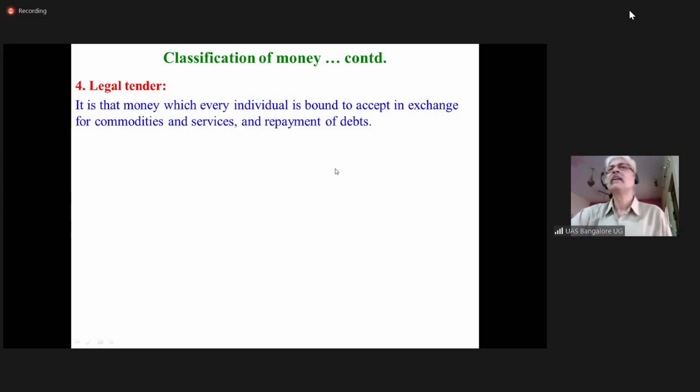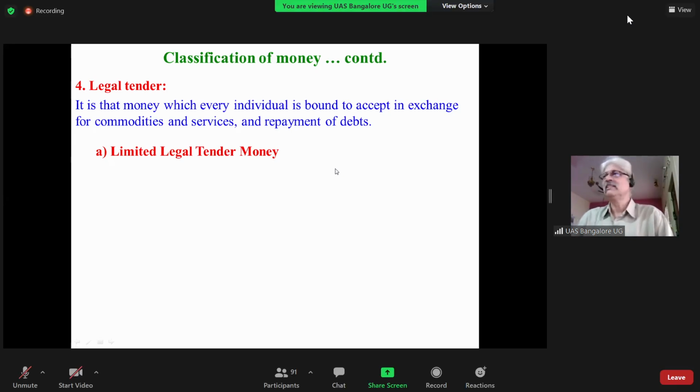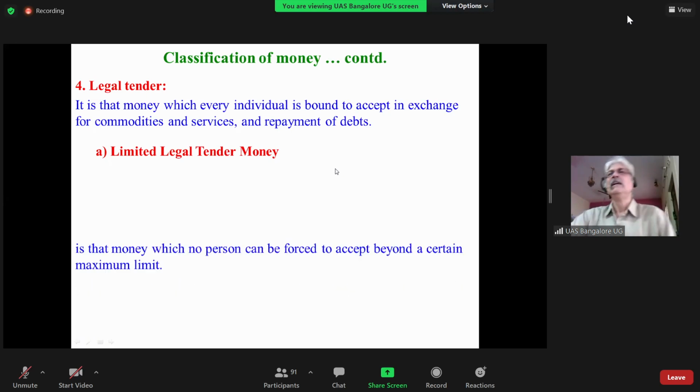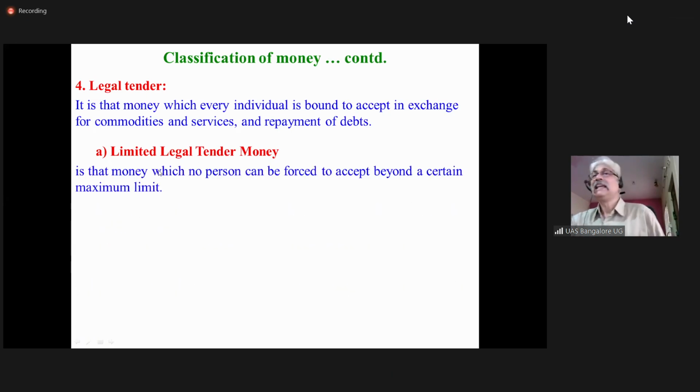Okay, there are two types there. Legal tender, there are two types. One is limited legal tender money and unlimited legal tender money. Okay, legal tender money is that money which no person can be forced to accept beyond a certain maximum limit.